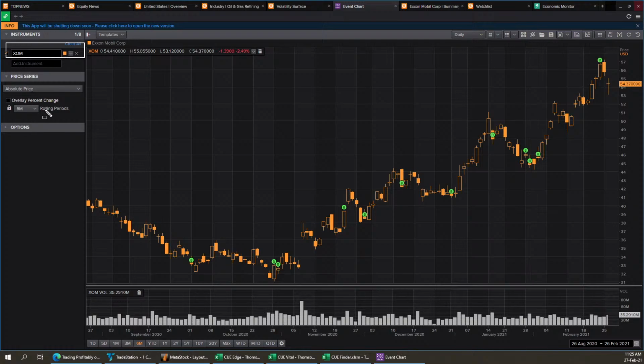ExxonMobil is a great company. It declined in the past, but you can see in recent periods it has moved up. Now, if we look at the bottom of the price move, the up move started after certain events. Let's look at the events.